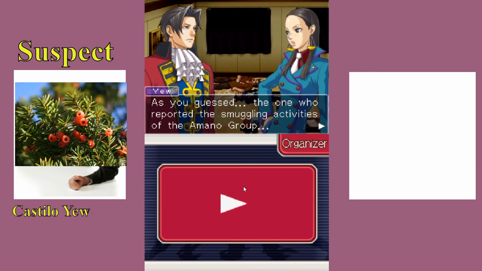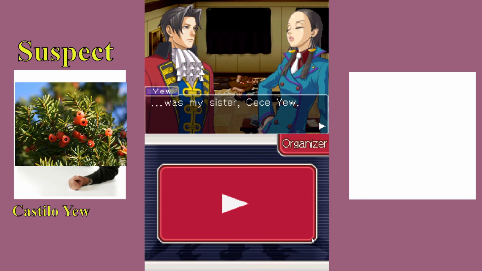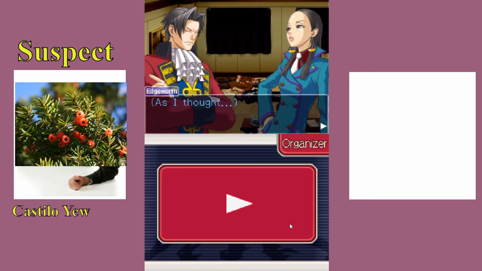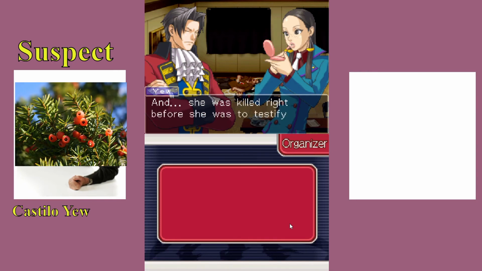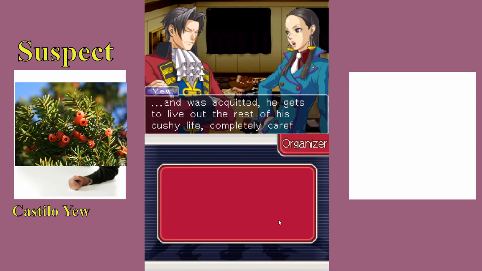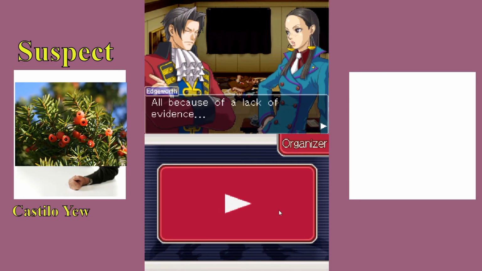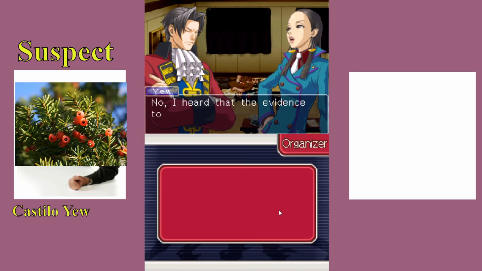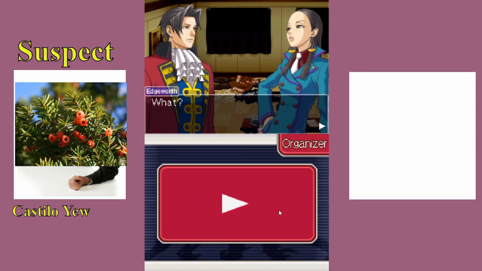As you guessed, the one who reported the smuggling activities of the Yamano group was my sister. As I thought. And she was killed right before she was to testify at the impending trial by Manny Cochin. But because he was tried once and was acquitted, he gets to live out the rest of his cushy life, completely carefree. All because of a lack of evidence. And now, I heard that the evidence to convict him did exist. What?